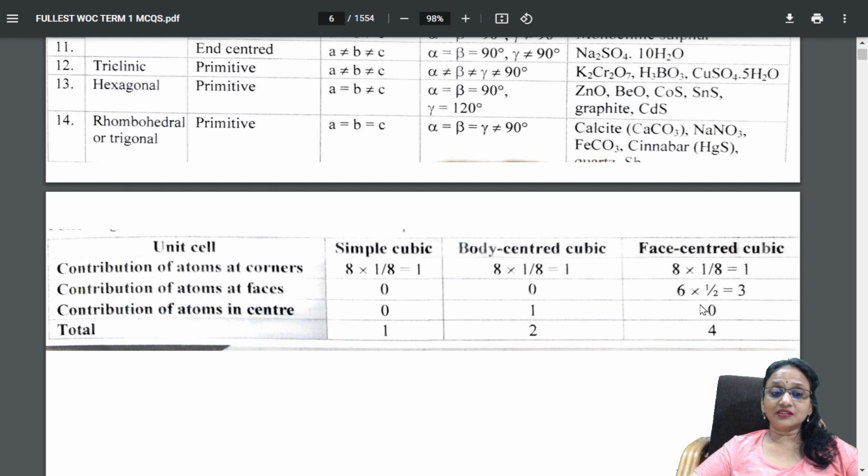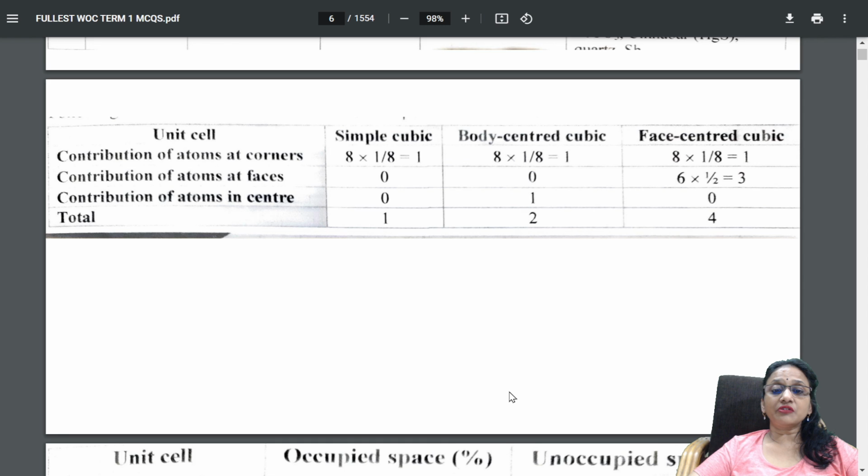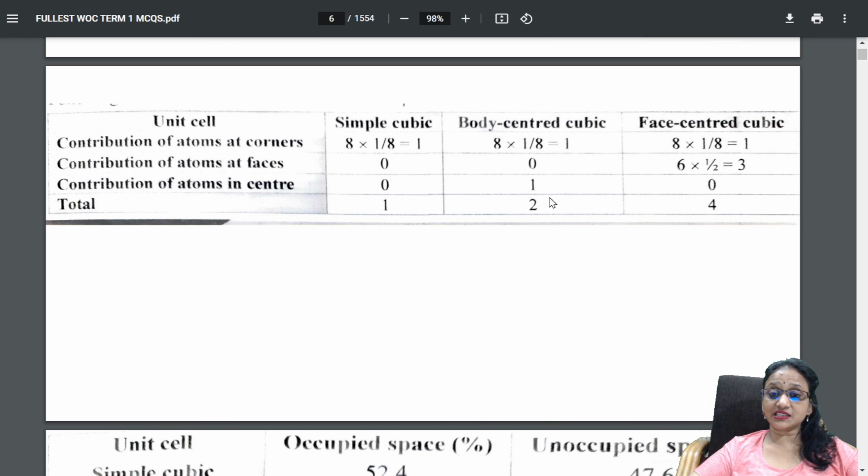Okay, what are the different types of contribution? See, how much is the contribution of the number of atoms in simple cube, body centered cube, and face centered? So this is a complete summary. Before the exam, you need to do the summaries only. In simple cube, corners are 8, each contributing 1/8 part, so 1 atom. There are no atoms in the faces, no atoms in the center, so the total number of atoms is 1. In BCC, the number of atoms is 2. In FCC, the number of atoms is 4.